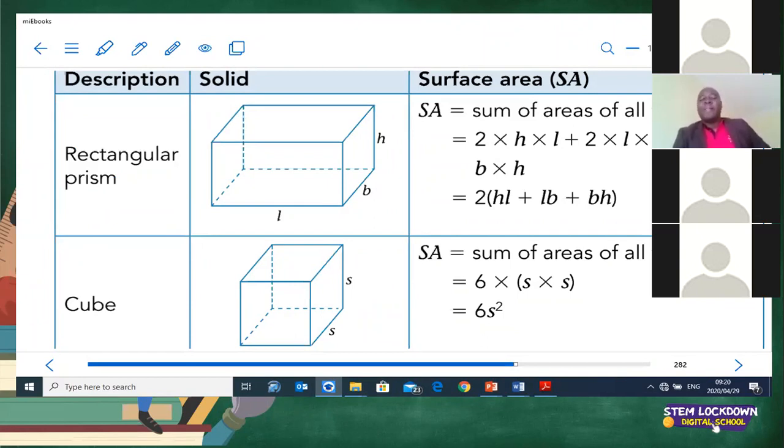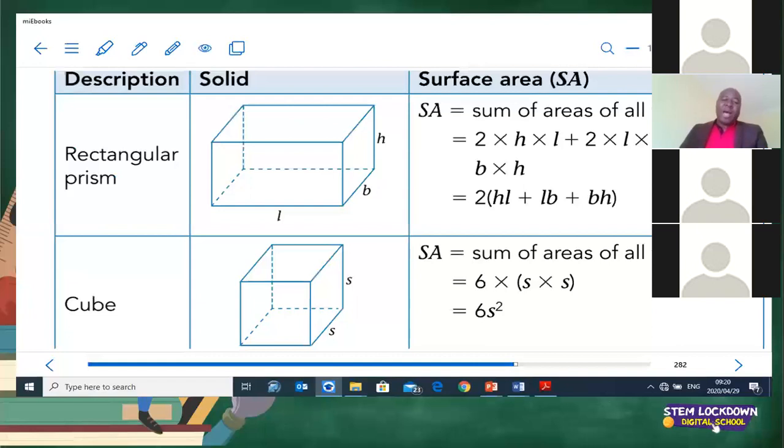So we have 2LB. And the other one, the right hand side, that will be B times H. It's equal to the left hand one. That is why you have 2BH. And of course, the last one there will be the height and the length. It's equal to the opposite side, and that is why you have 2HL. And if you take out the common factor of 2 there, that's how you are left with this particular equation of the surface area.